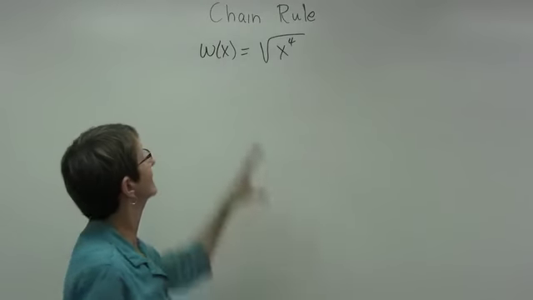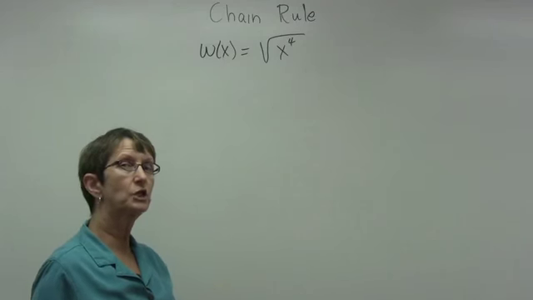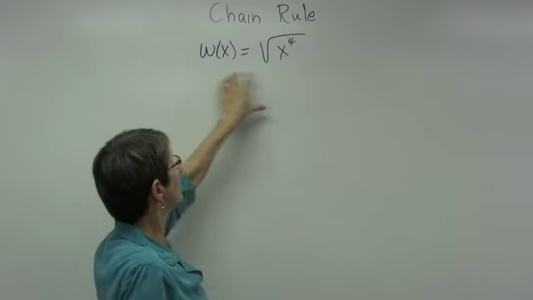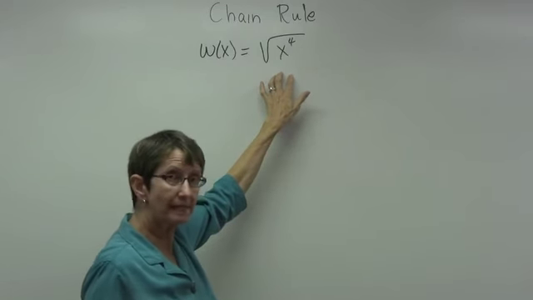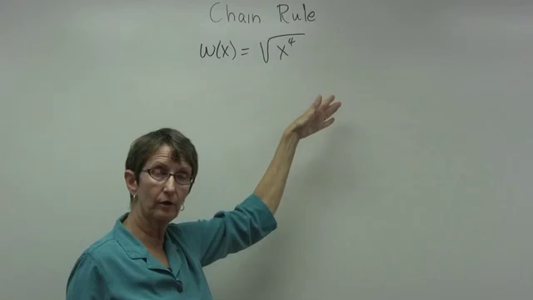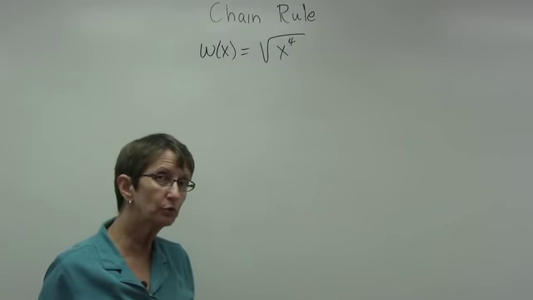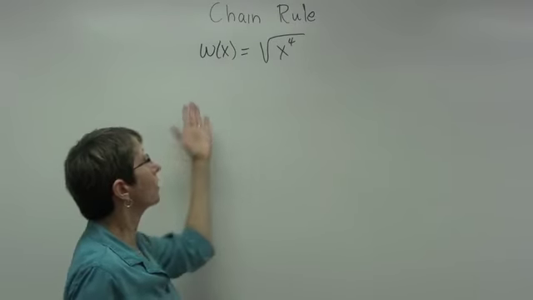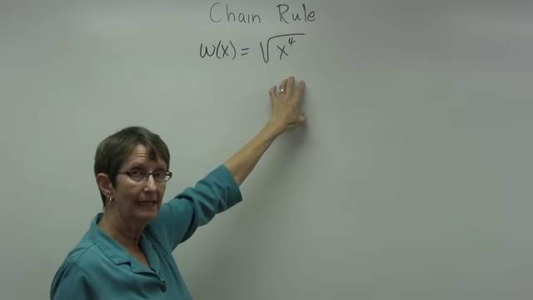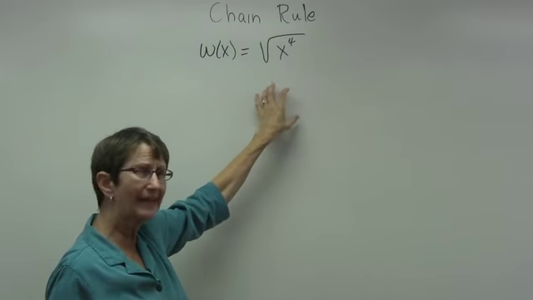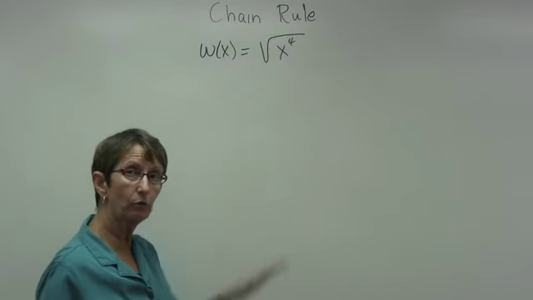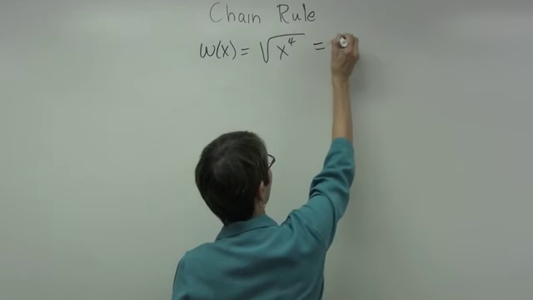Now keep in mind, we are doing problems using the chain rule. This function, w of x, could be simplified. The square root of x to the 4th would be x squared, but then we wouldn't use the chain rule to get the derivative. So we want to use the chain rule, so we're not going to simplify this. To take a derivative, though, we can't have a radical, so we are going to have to rewrite this square root as a 1/2 power.